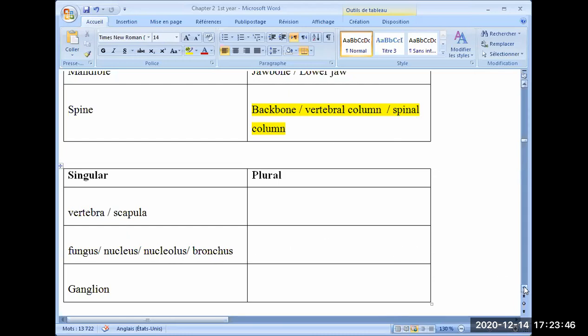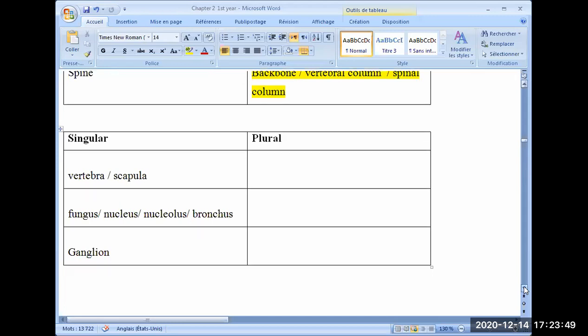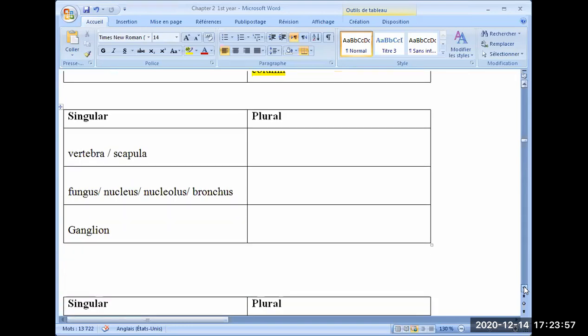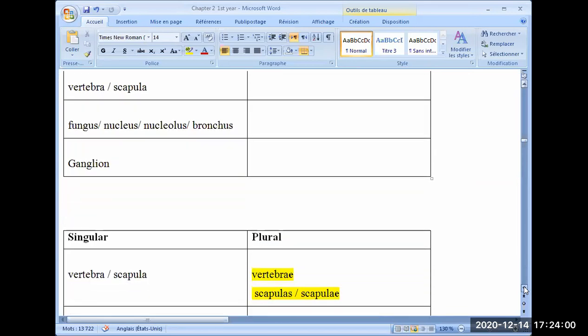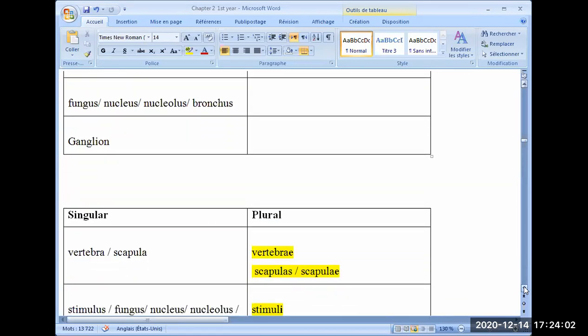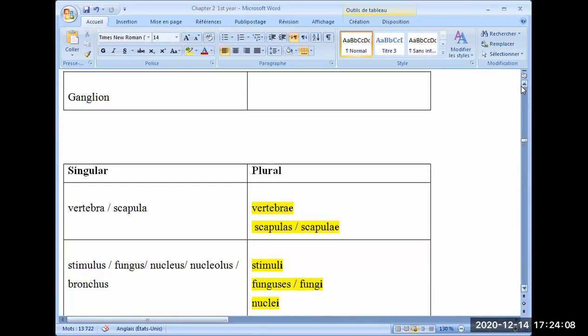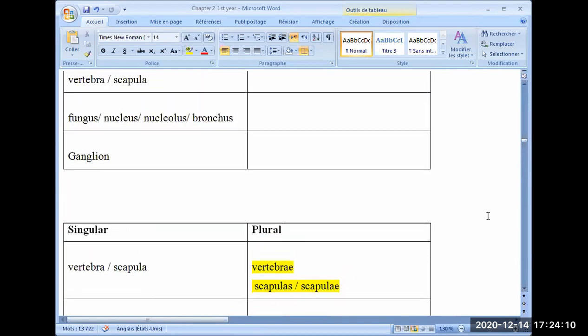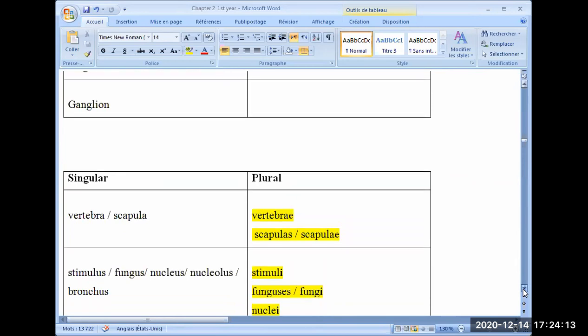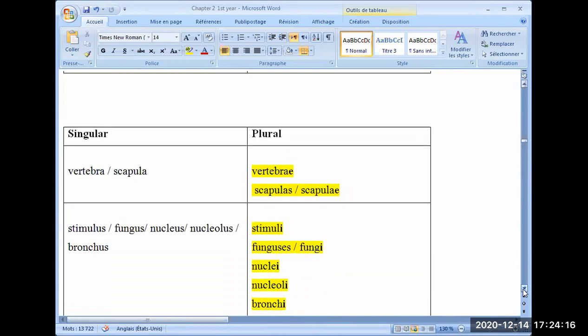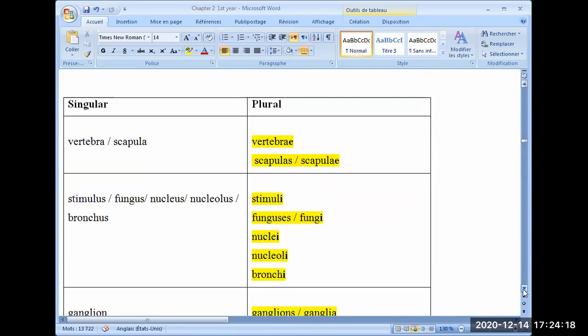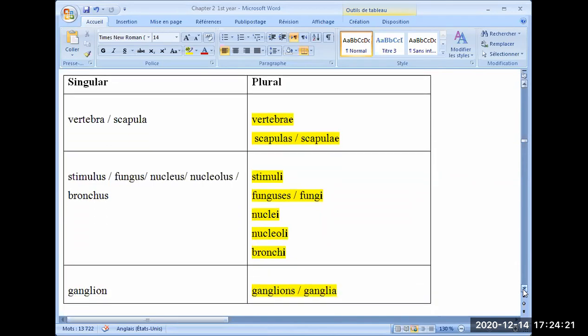So the US turns into an I. And ganglion, ganglia. Can I say ganglions? Yes, we can. So here we have vertebrae, scapulas or scapulae, both are correct. Stimulus: I didn't see stimulus. No, it's not there. So stimulus, stimuli, funguses or fungi, nuclei, nucleoli, bronchi, ganglions and ganglia.